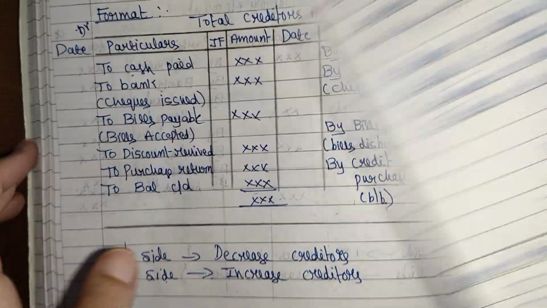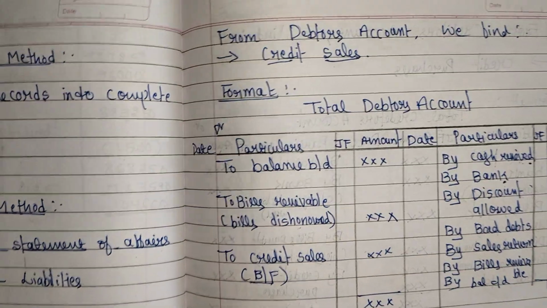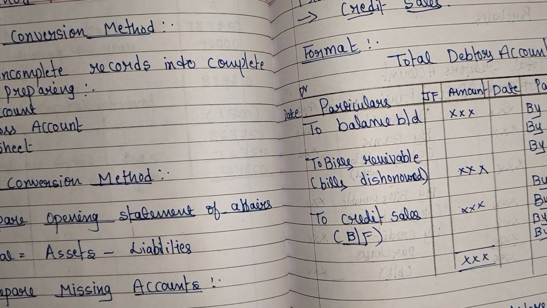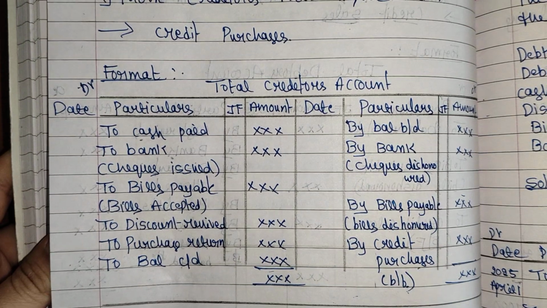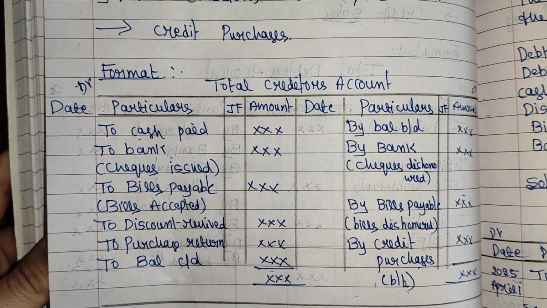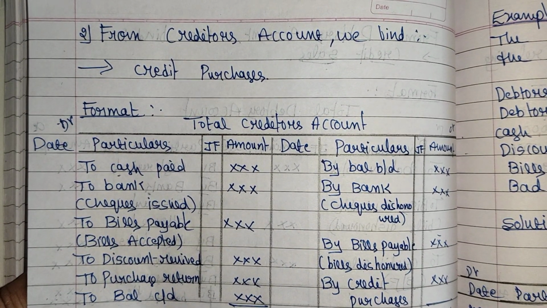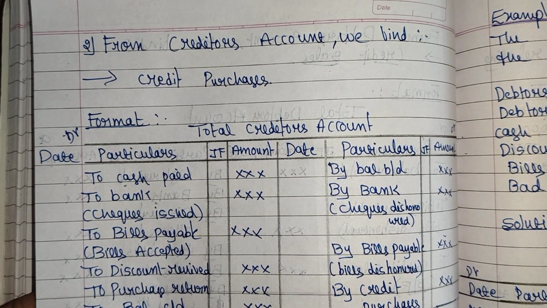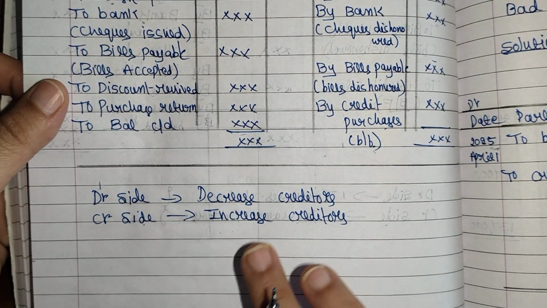Clear? So I hope these both accounts are clear to you all. If we prepare the total debtors account, we will arrive at credit sales. If we prepare the creditors account, we will arrive at credit purchases. Debtors account, credit sales. Creditors account, credit purchases. You need to remember any one format. If you remember the creditors account, the debtors account is exactly the opposite of creditors. Clear? So you need to follow this technique.